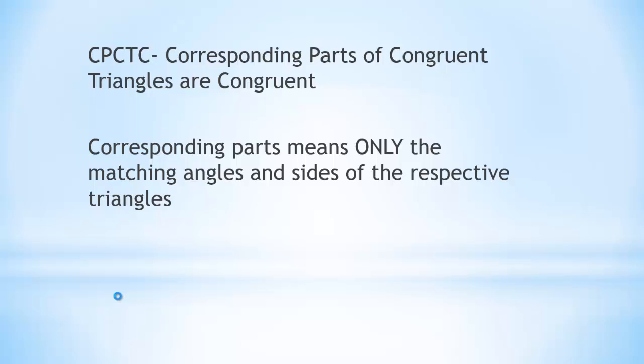It means that only the matching angles and the sides of the respective triangles are congruent. Okay, so it doesn't mean that everything's congruent to everything. It means that there are specific pairs that are congruent to each other. But you guys are so smart, you already knew that, right?